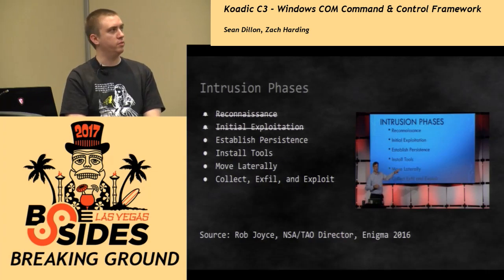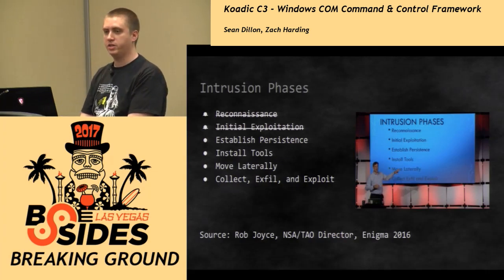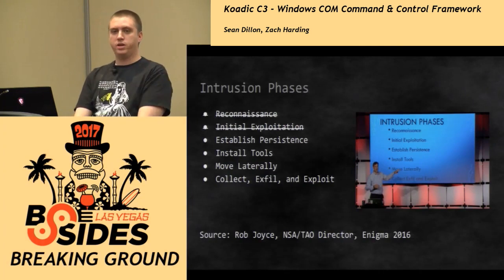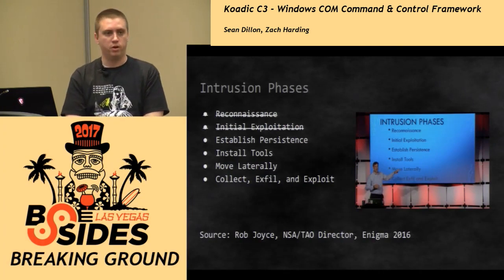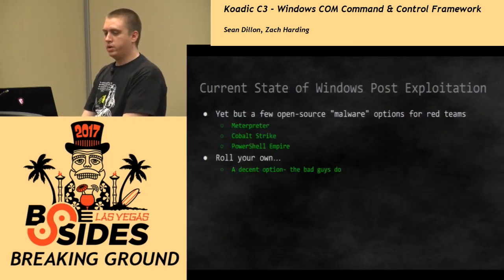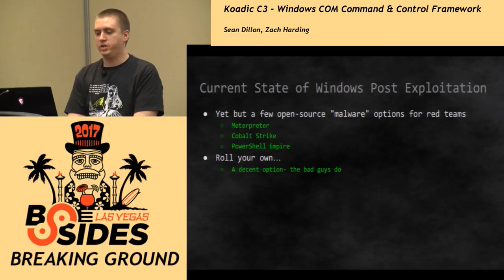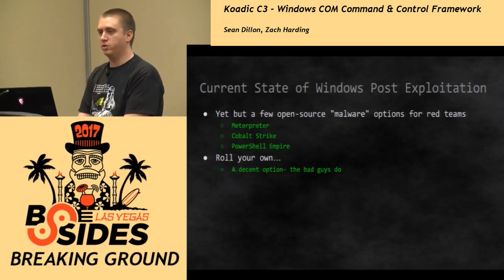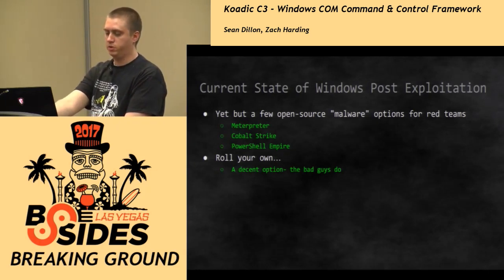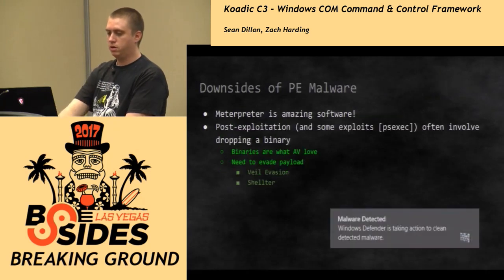And just to be very clear, we're talking strictly post-exploitation, so this assumes that you already have a shell on a box. You want to do something interesting with that shell. You want to move around the network. You want to privilege escalate, that kind of thing. So the current state of Windows post-exploitation: you have Meterpreter, Cobalt Strike, PowerShell Empire, pretty much a standard toolkit. Or you can roll your own. It's not that hard, but most people just use the normal tools.